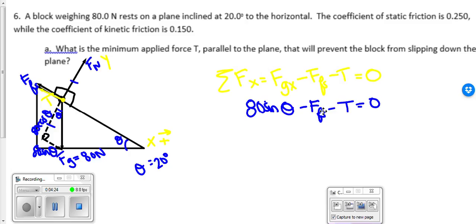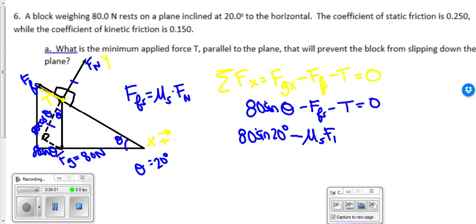But basically the sum of these two forces should equal 80 sine 20 degrees, or 80 sine theta, whatever. But what do we know about the frictional force? Well, the frictional force in static, if we want the maximum value of that, should be equal to mu s times the normal force. Okay, that's great. I'm going to plug that in. I guess I can write 20 now. It doesn't matter. So that should be equal to minus mu s times the normal force.